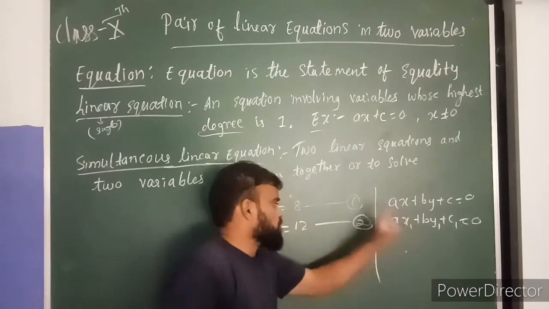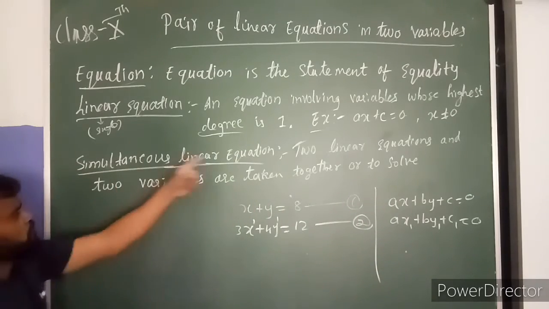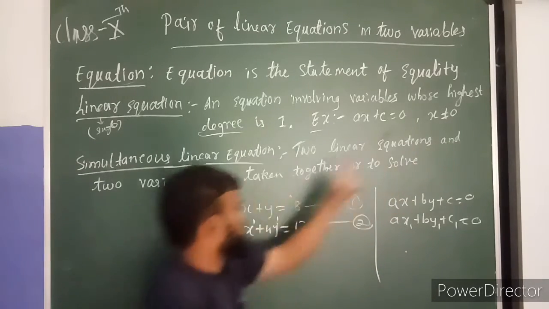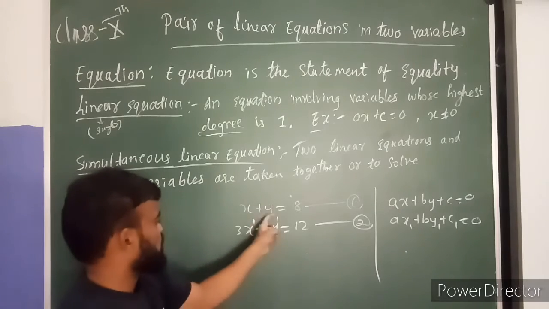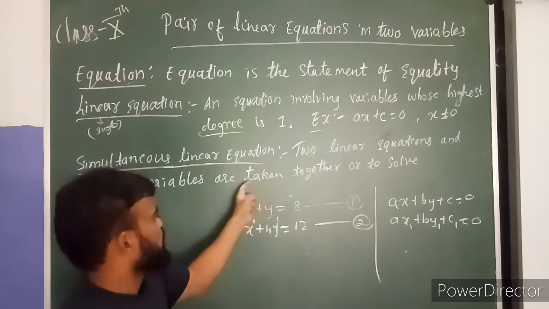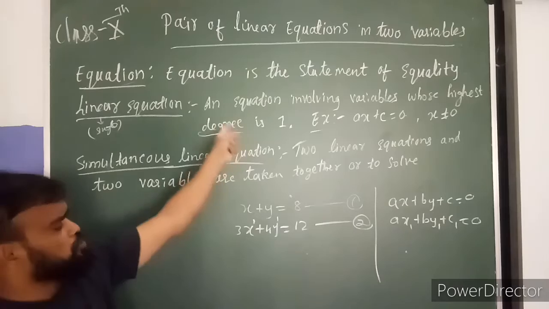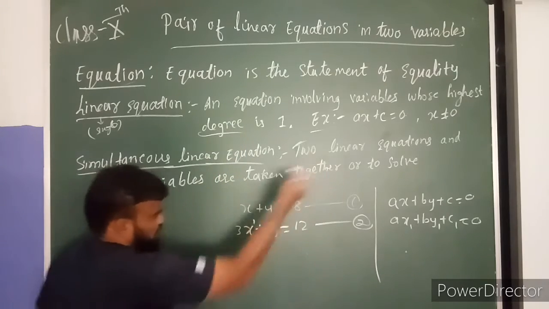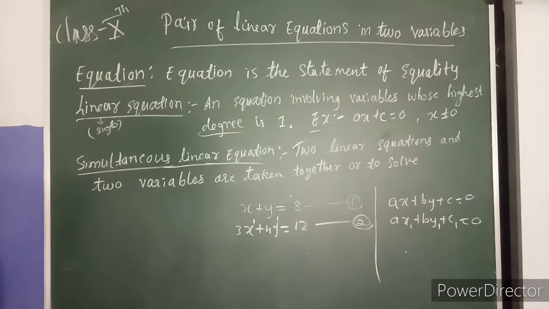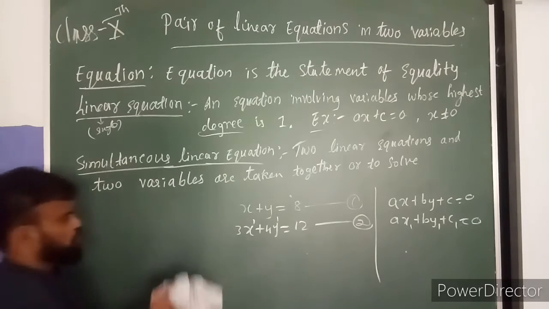Why? Because two linear equations in two variables are to be solved. These are the two variables. We take them together and solve them. That is nothing but simultaneous linear equations. Okay.